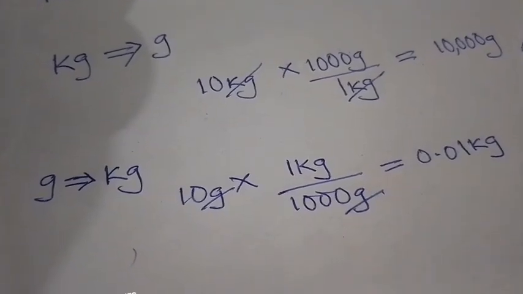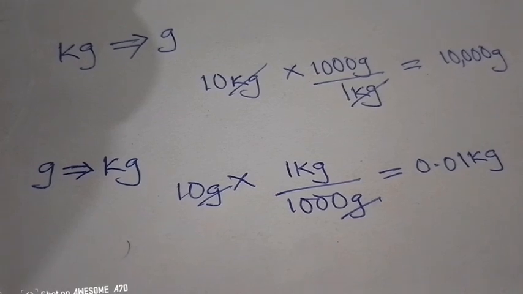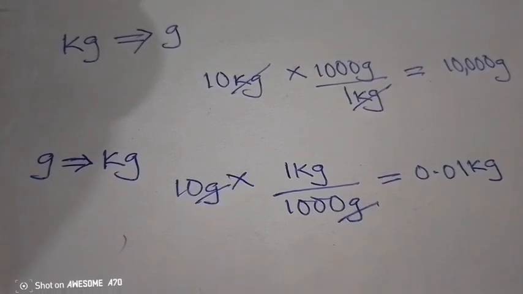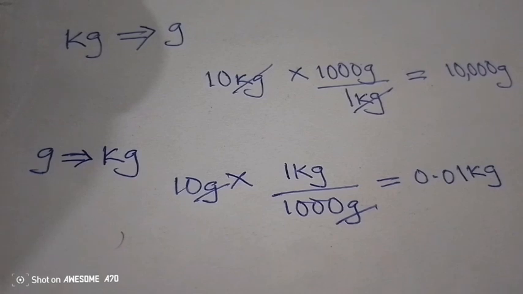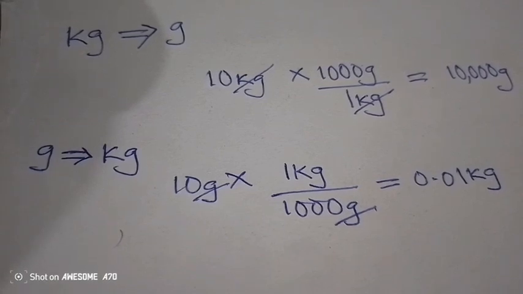We have earlier agreed that from the metric system of measurement, we understand that 1,000 grams are equal to 1 kilogram. It means the relationship between kilogram and gram is 1,000. 1,000 grams equals 1 kilogram.